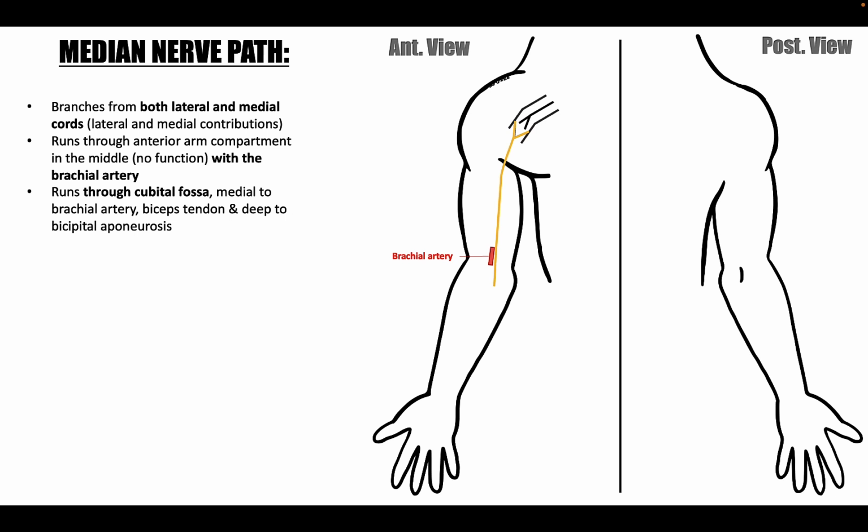It runs through the cubital fossa, which is the shallow indentation of your elbow, I call the armpit of your elbow, where it runs next to some important structures like the biceps tendon, the brachial artery, and then deep to the bicipital aponeurosis.